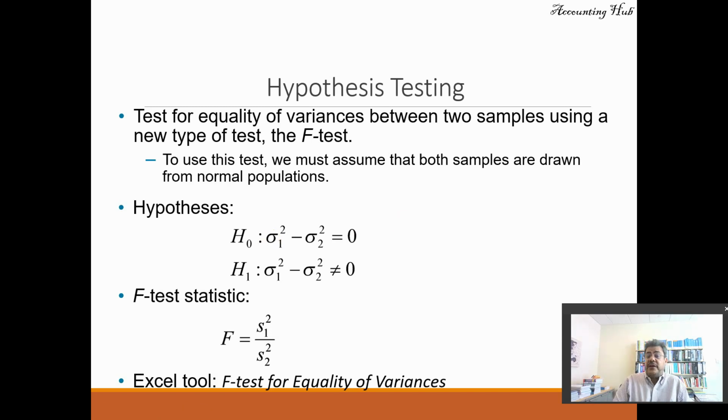And the hypothesis here is that H0, the variances are the same. So the samples have the same variance. And here we are not talking about means, we are talking about variance. So H0 is equal variance, H1 is not equal. And here is the F test statistic, that is how we do the formula, but we don't go there. So the Excel tool is F test for equality of variance.